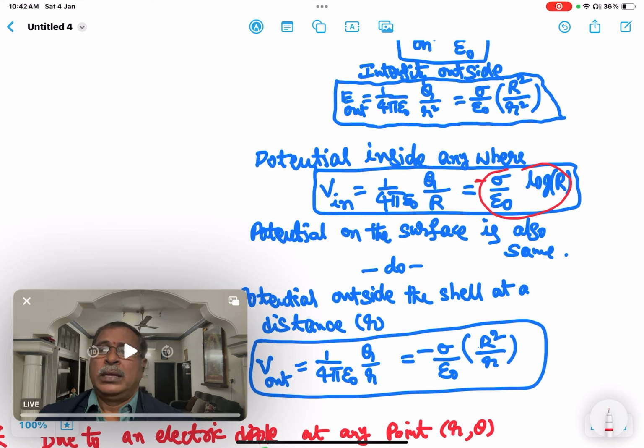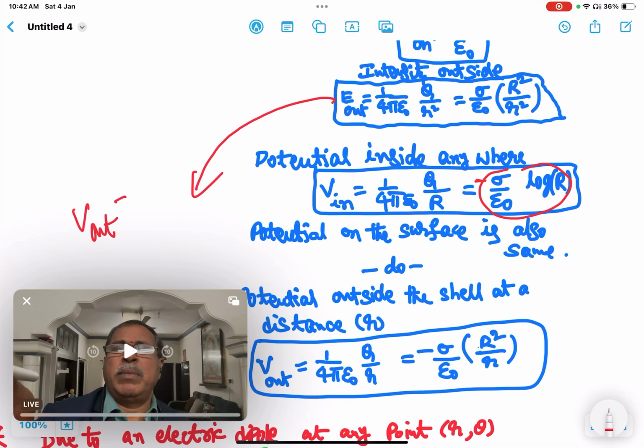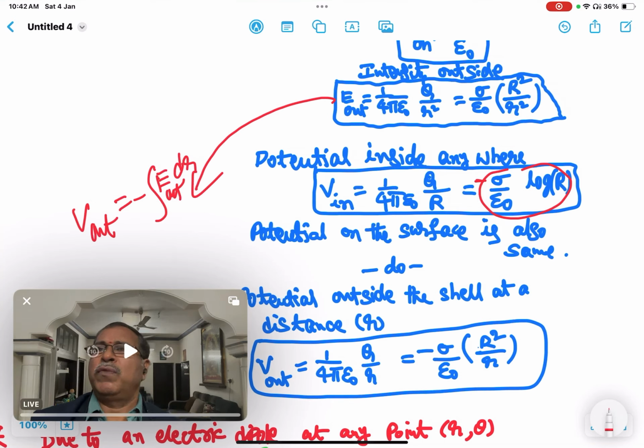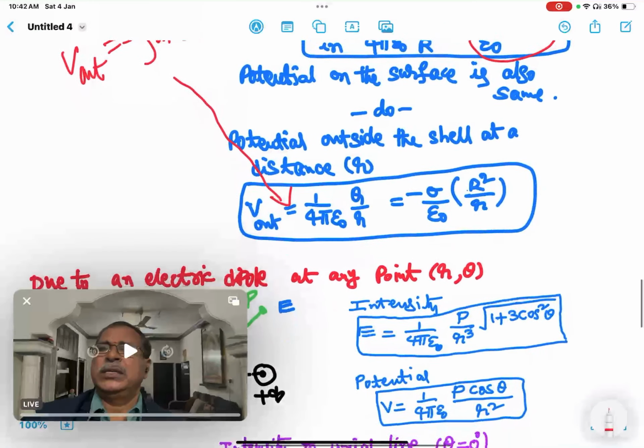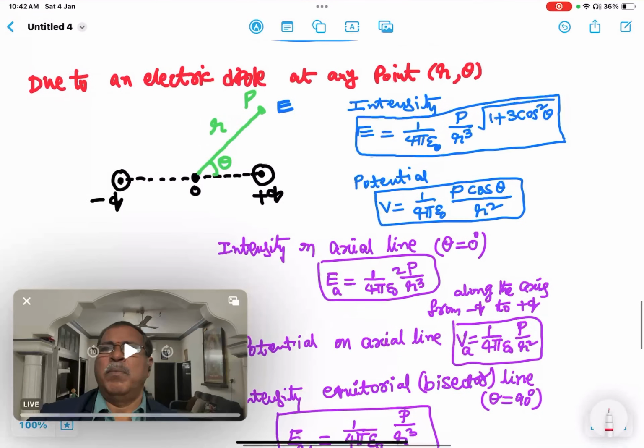Now the third one is the potential outside the shell. They can ask outside the shell also, because small r is given there, q by small r. By substituting the q value there and integrating, V out is equal to minus integration of E out into dr. This is the formula. The E out formula is given there, then integrate it and you will get this formula. Now that is important. So my dear students, observe the formulas I have given in boxes.